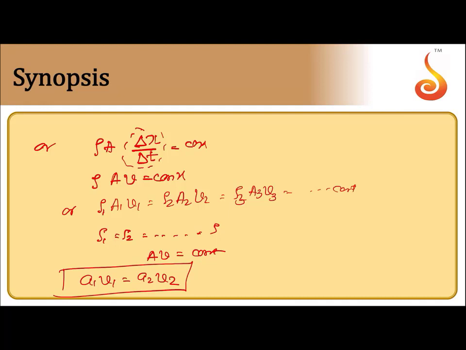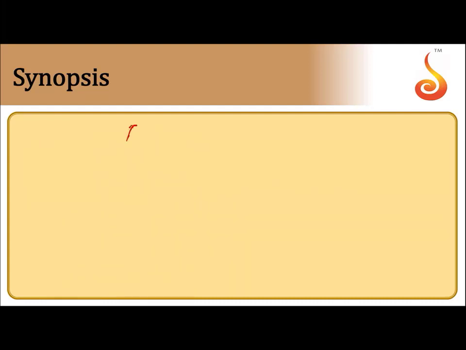according to which the total mass of the liquid crossing a given pipe is constant with respect to time. But if you ask what does that AV give you, observe it carefully, A into delta x divided by delta t. But you know, A into delta x is nothing but volume. So this is nothing but delta V by delta t is equal to constant.